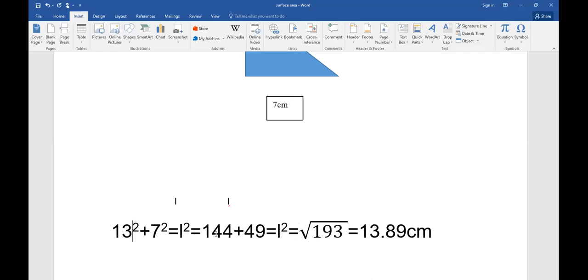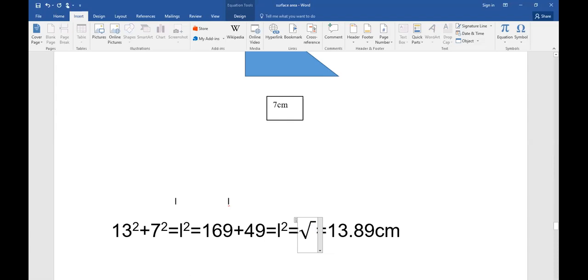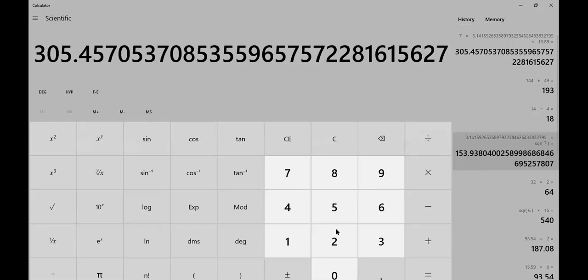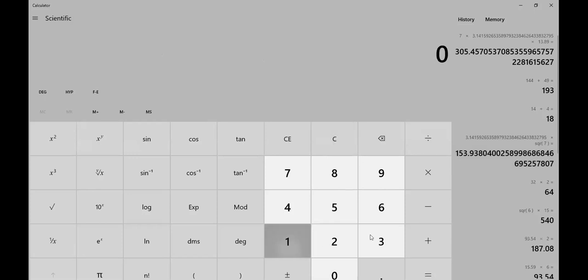13 squared is what? 169 or what? I think so. 13 squared is 169 plus 49. I don't know what that answer is. Let me come here. 13 squared plus 7 squared is equals to 218.